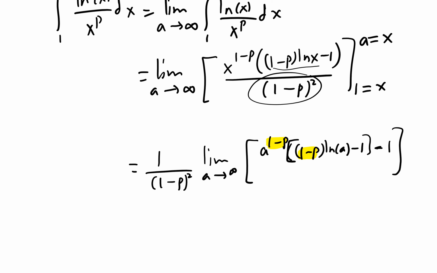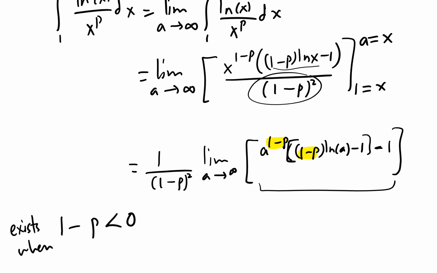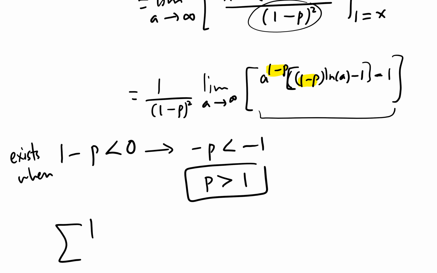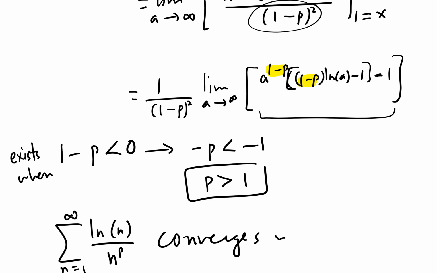So the only way to get this out and work it nicely and get a value is under the condition that it's going to exist when 1 minus p is less than 0. So then you can say this is less than negative 1, so p is bigger than 1. So this means we can conclude here that the sum of ln of n over n to the p, n goes from 1 to infinity, converges when p is bigger than 1.